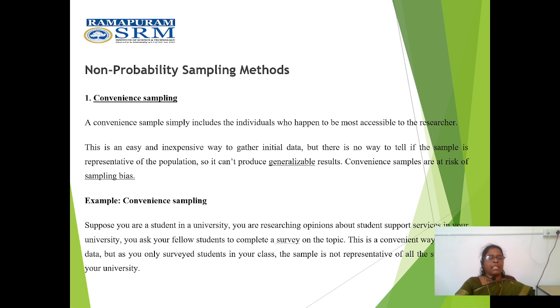Example for the convenience sampling. Suppose you are a student in a university. You are researching opinions about student support services in your university. You ask your fellow students to complete a survey on this topic. This is a convenient way to gather data. But as you only surveyed students in your class, the sample is not representative of all the students at your university.